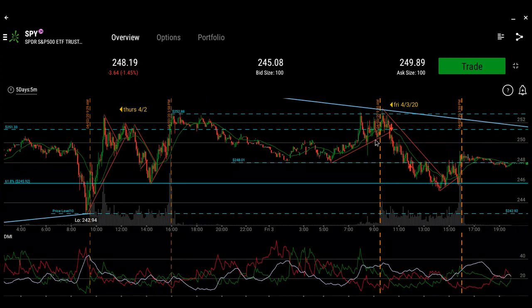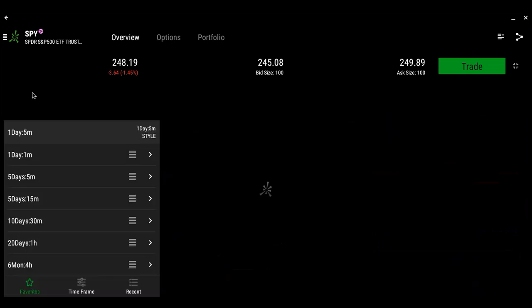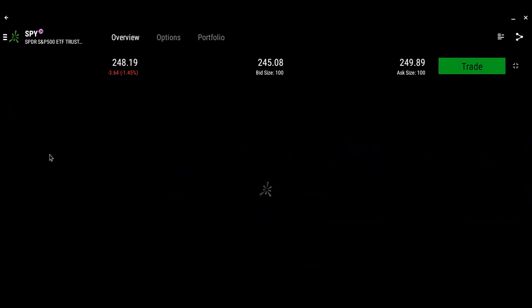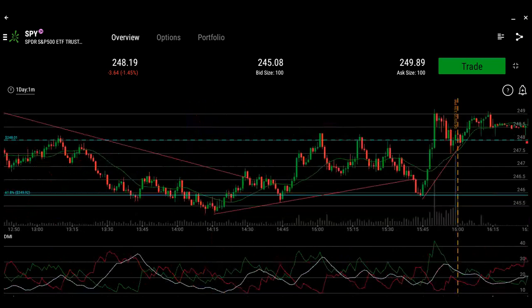The opening today was, well, the bias was kind of neutral. The overnight action didn't really tell us whether it was going to go up or down during the opening. And we'll go to the 1 day, 1 minute and come back.